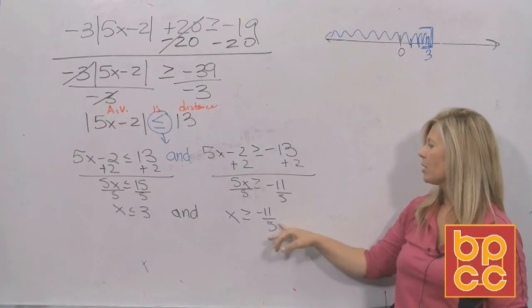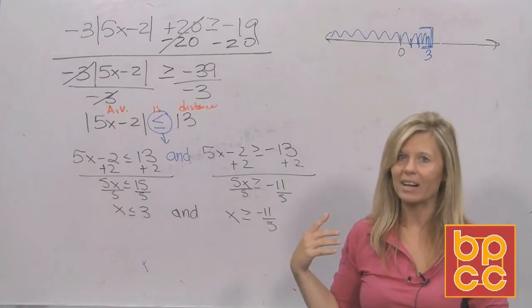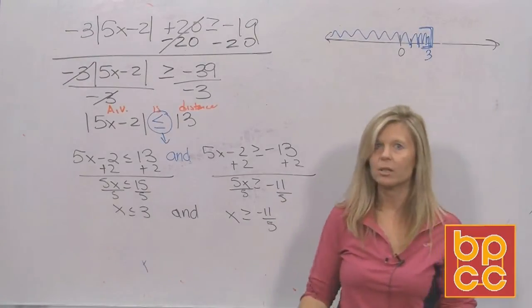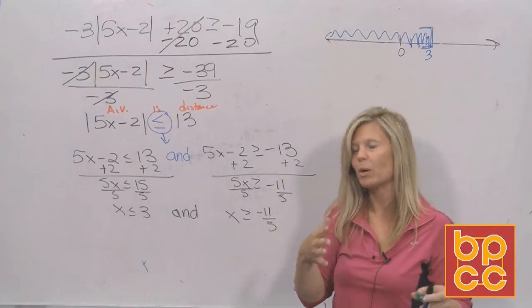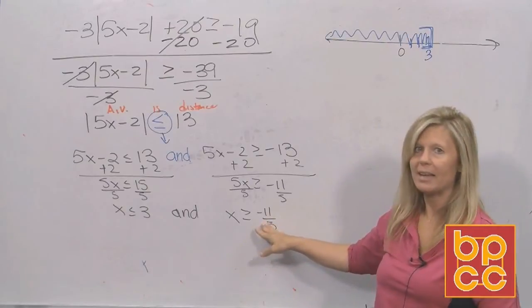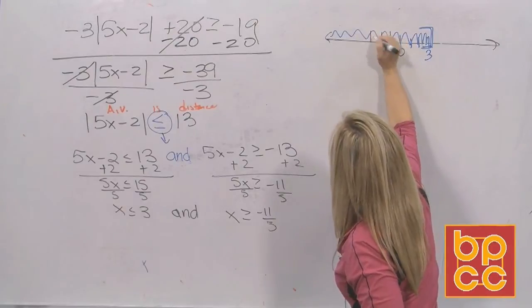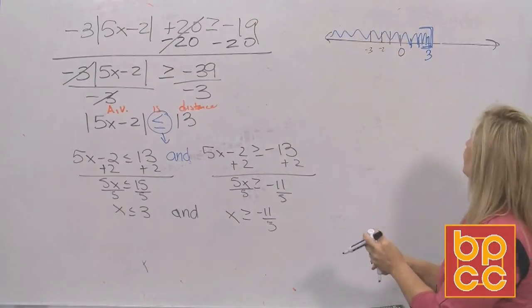Now I got to put on the number line negative 11 fifths. Well, I know what you're thinking. Well, Miss Black, there are no negative 11 fifths on the number line. Sure they are. Even though that's an improper fraction, you got to divide that in your head and get a mixed number, and figure out what it's between. 5 goes into 11 twice. So this is roughly between negative 2 and negative 3. So we'd go to our number line. Here's negative 2. Here's negative 3. Negative 11 fifths is somewhere in here.